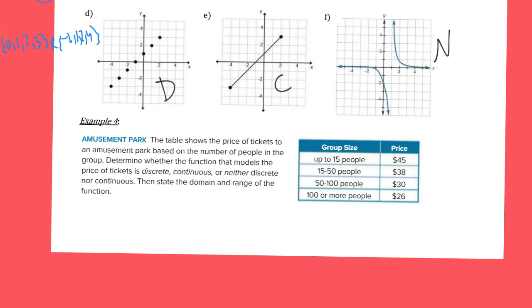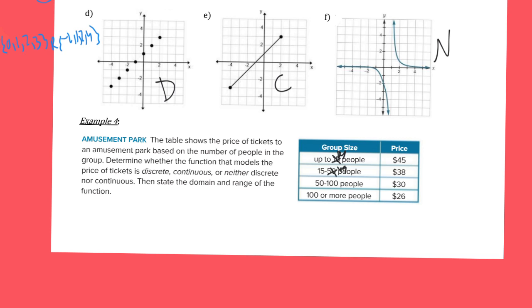Okay, so if you say up to 14 people, well, then that means each person gets a group rate of $45. If you've got 15 to say, let's make this 49 people, each person pays a little bit less. They each pay $38. And then from 50 to 100, you're going to pay $30 each. So, you're still going to have to pay per person, but the individual rate per person, if you bring a bunch of your favorite friends, is going to go down as you do this.